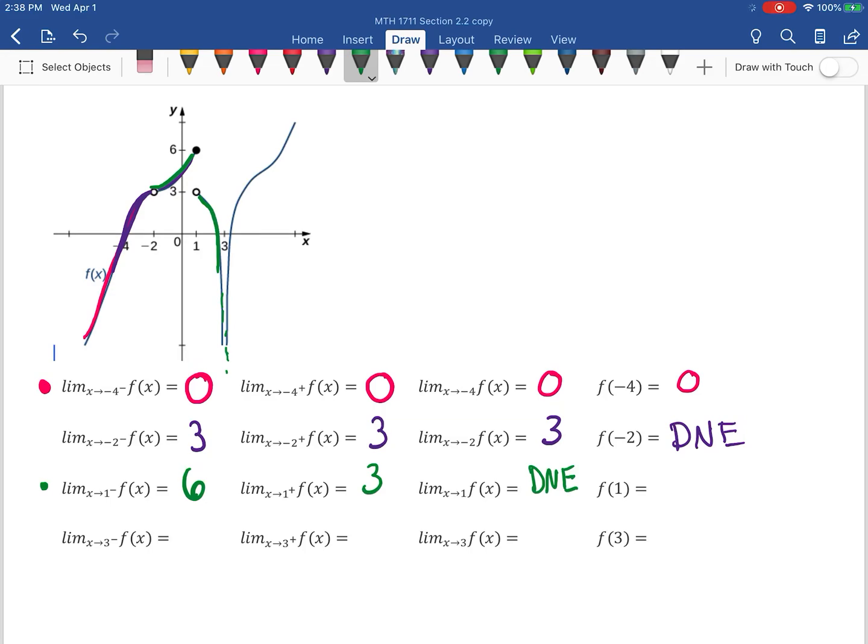Okay, now the value of the function at 1, if I look at x is equal to 1, there's an open hole at y is equal to 3. So the value doesn't exist at the point (1, 3), but it does exist at the point (1, 6). So my value at x equals 1 for the function would be 6.